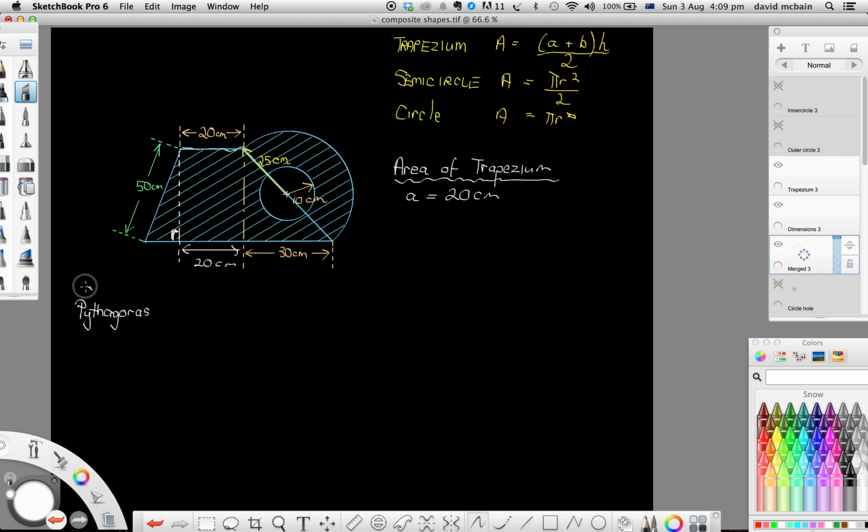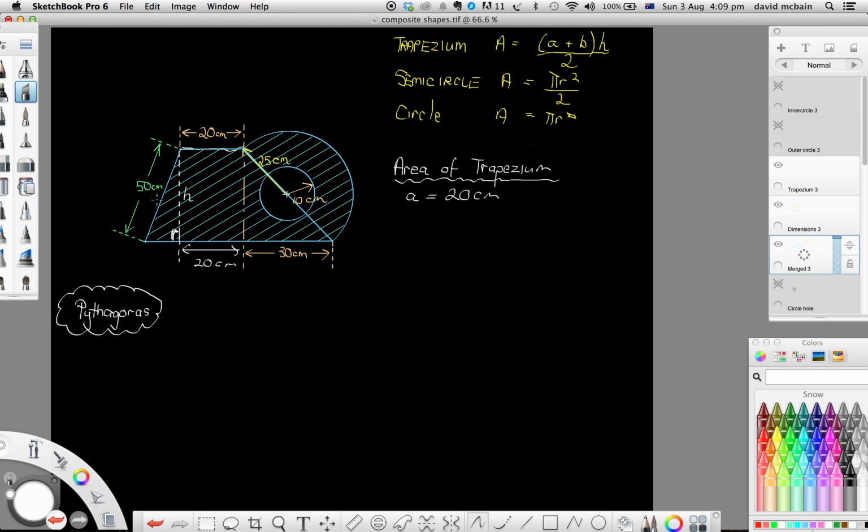So Pythagoras is going to feature in this problem. If that's a right angled triangle, we can use Pythagoras to work this out. But that means we need to know what this height is, that distance from there to there, because whenever we're working out a Pythagorean triangle, we need to know at least two of the sides.